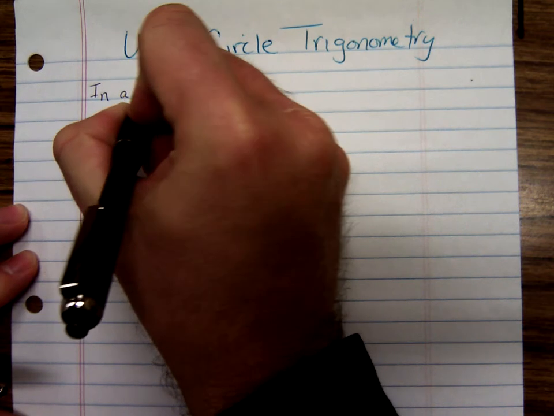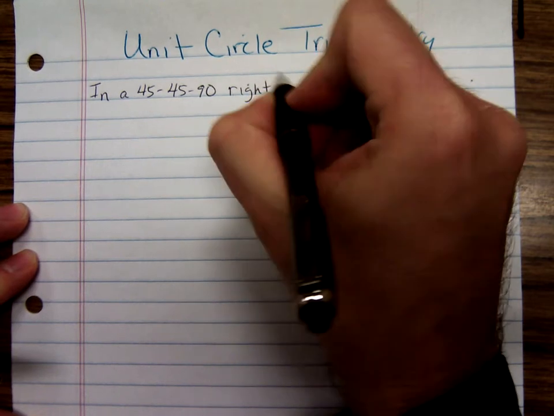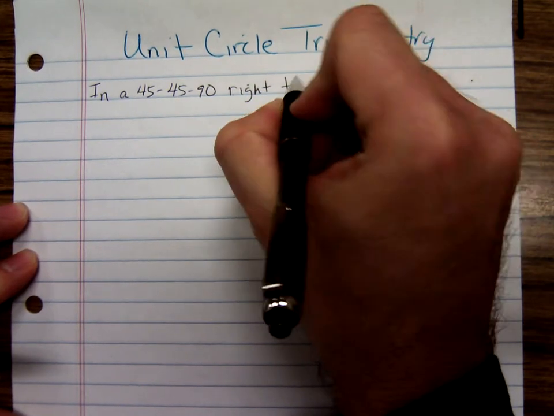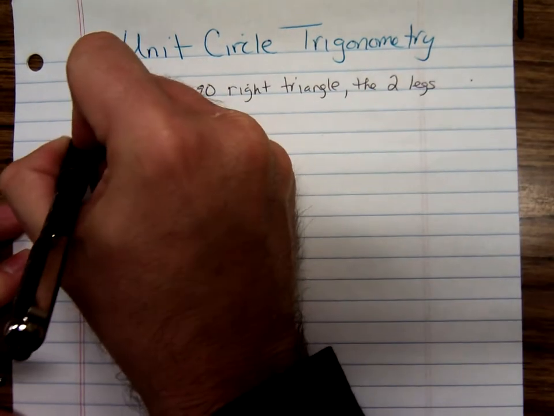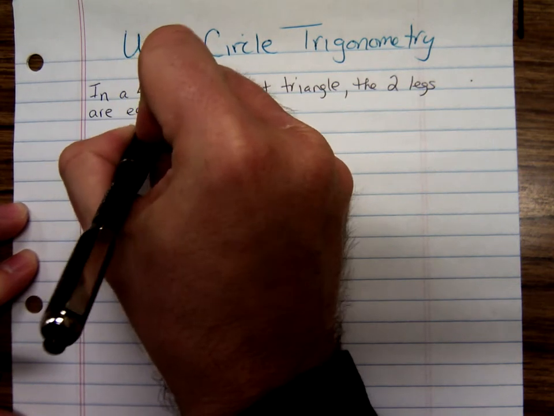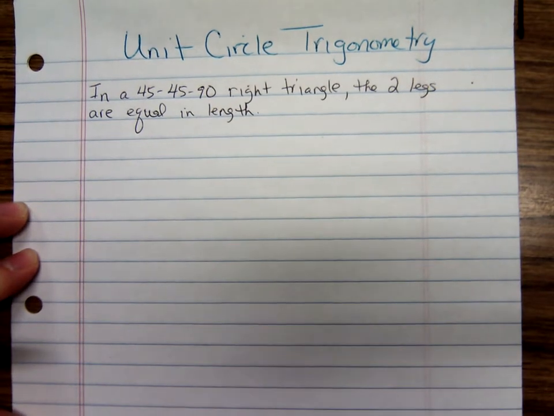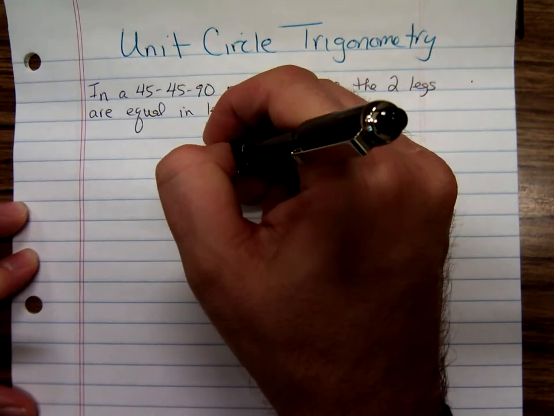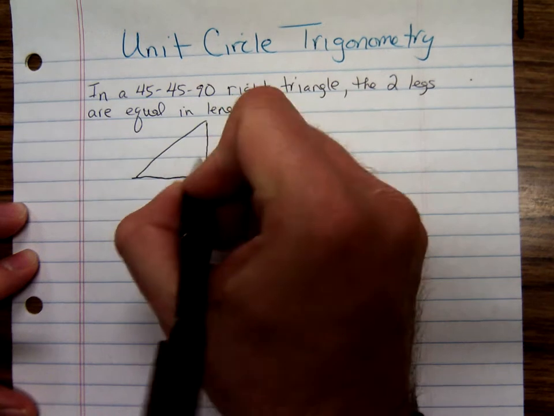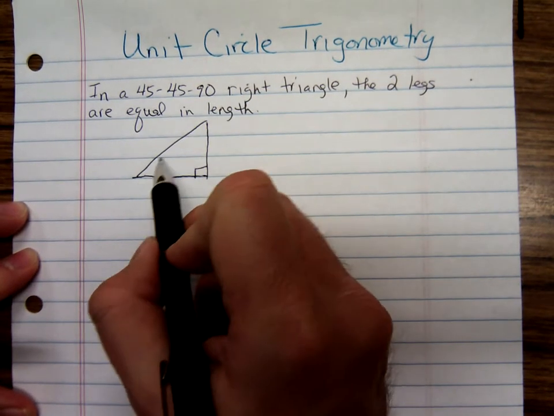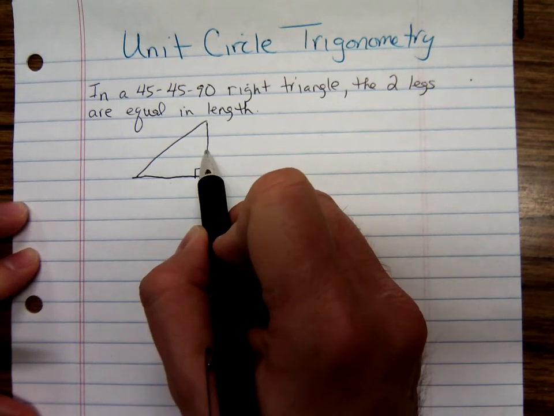In a 45-45-90 right triangle, the two legs are equal in length. So if we had a right triangle where the other two angles are both equal, 45 degrees, then that means the two legs are also equal.